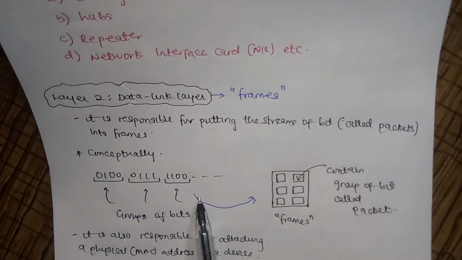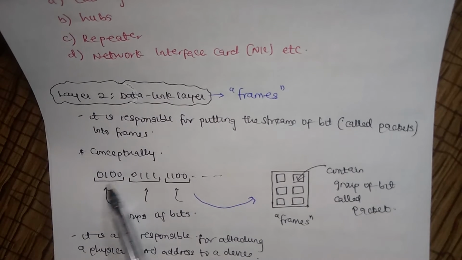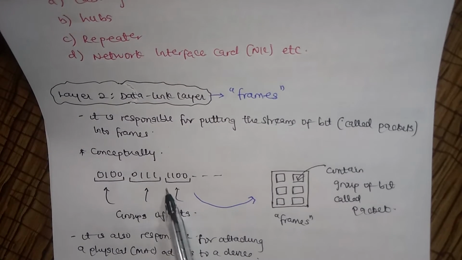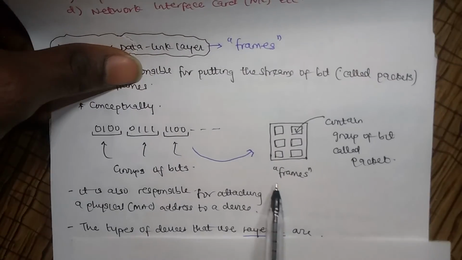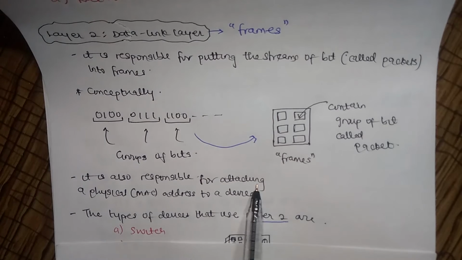Conceptually, you'll be able to understand it this way. Look at this, 0, 1, 0, right? All these zeros and ones, these little bits, it packs them and puts them into what? Frames, right? So conceptually, it is more complex than this, but the way you can understand it is this. That's the data link layer. It is responsible for what? Attaching a physical MAC address to a device.